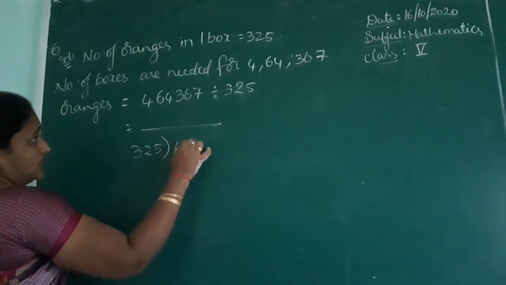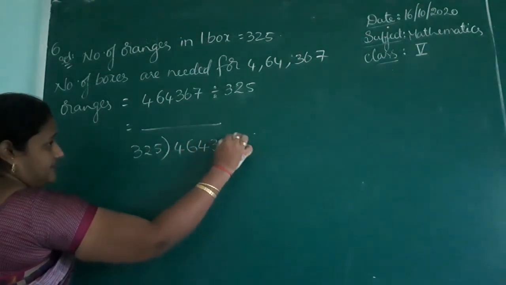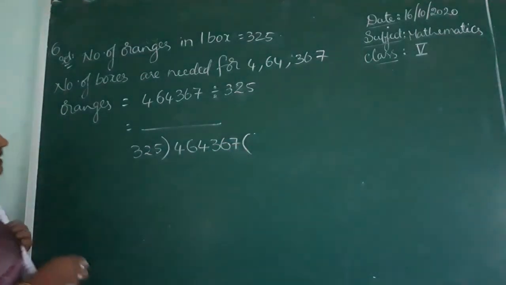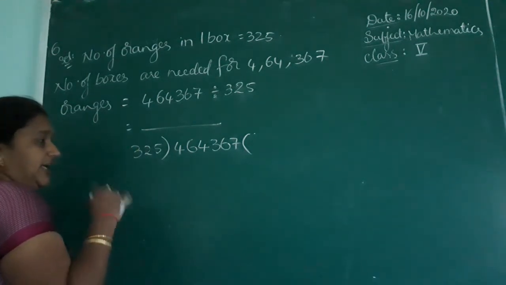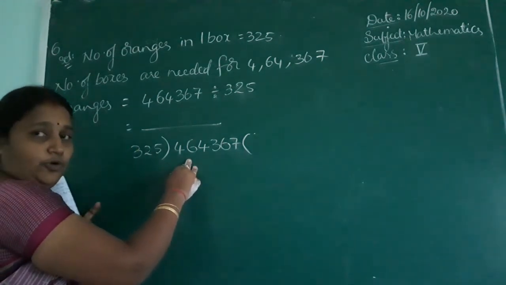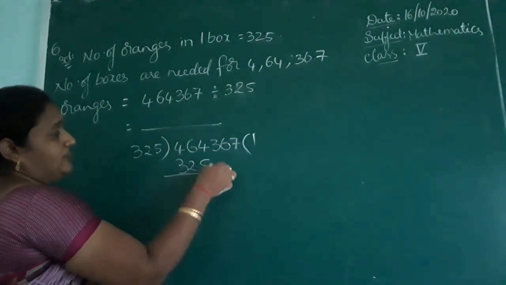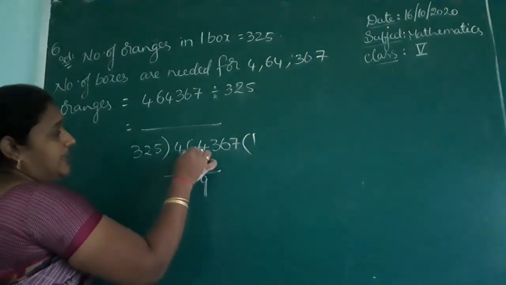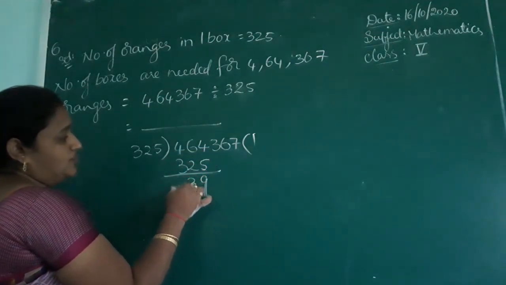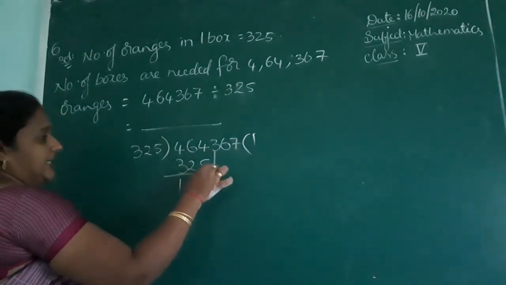325 divides 4,64,367. See the question. Here 464, 3 digits. 325, 3 2s are 6, or 650, like that. But here, for 464, only one time it is possible. 325. 4 minus 5 not possible, so 14 minus 5 is 9. Here 5 will be 5 minus 2 is 3. Next 4 minus 3 is 1, 139. Now drop down 3.